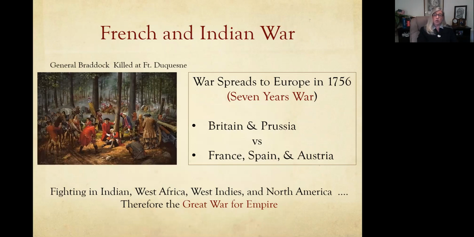The British are going to have alliances with Prussia, which is kind of the precursor to Germany, but it's more of all of those German principalities together. And then France and Spain are working together with Austria. And then the natives, again, are going to switch sides.